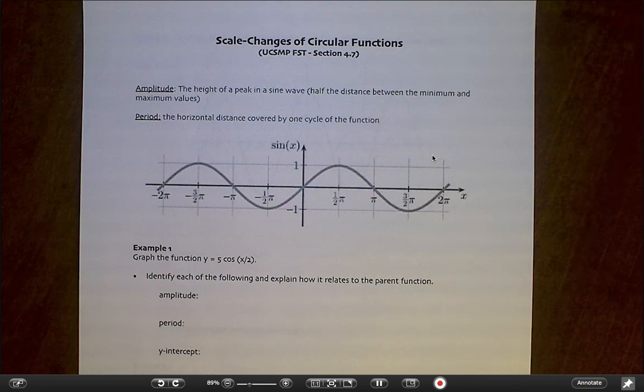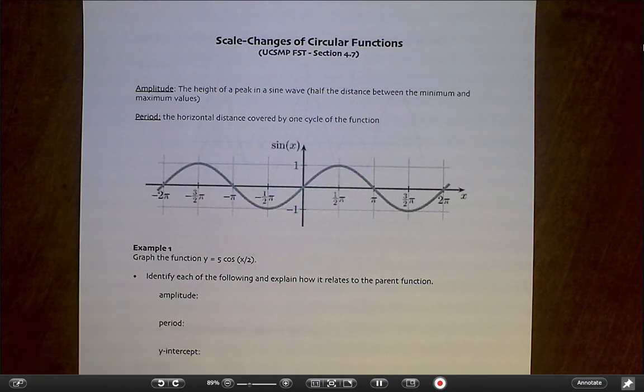Back in chapter 3, we learned about doing translations, so slides left, right, up, down. We talked about scale changes, so vertical stretch, vertical shrink, that kind of thing. That's all coming back in this lesson. Okay, so you're going to have to really kind of dust things off for yourself. You'll have to remember all of that stuff.